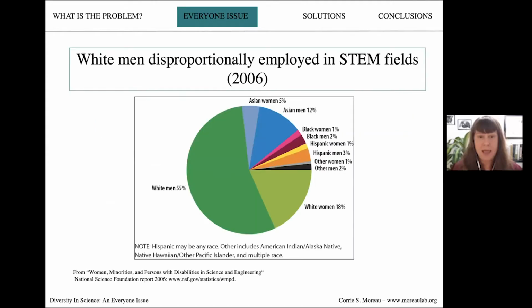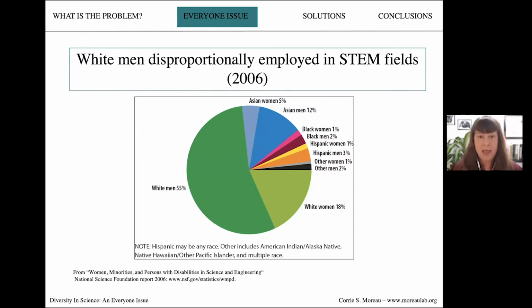So if we look at who's actually employed in STEM fields, you can see right off the bat that white men are disproportionately employed in STEM fields. Even if you take into account the population of the United States, they are really overrepresented. But again, you might look at this and say, well, this is from 2006. We've actually made a lot of headway. Our conversations have changed in the country.